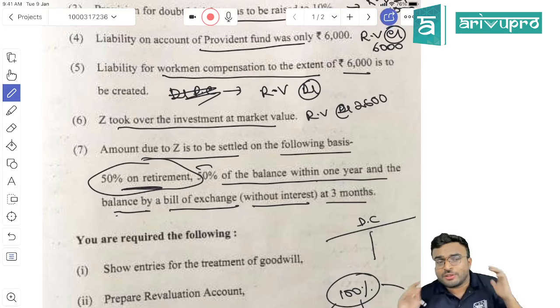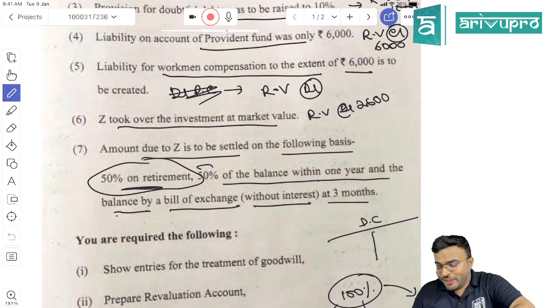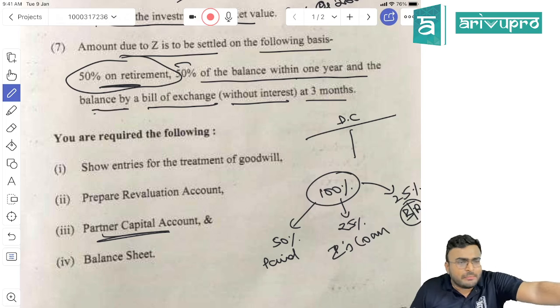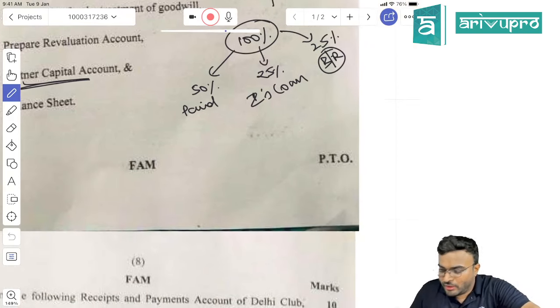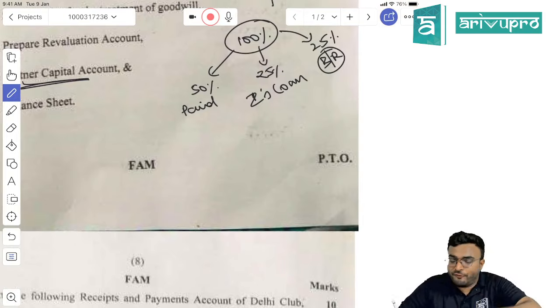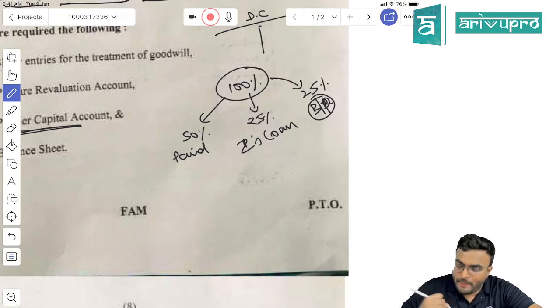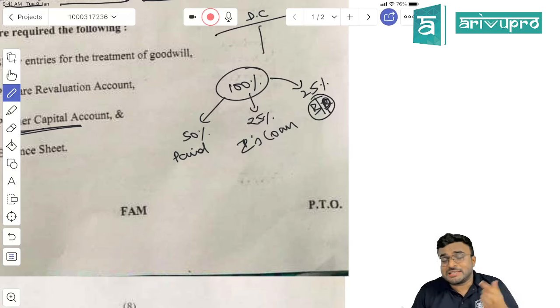When you're going to close Z's account, just remember one thing. We have to pay some amount to Z. Now, bills receivable for whom? For Z. But for us, it is going to be bills payable. Are you getting my point? Don't make this mistake. Bills receivable for whom? For Z. For us, it is going to be bills payable.